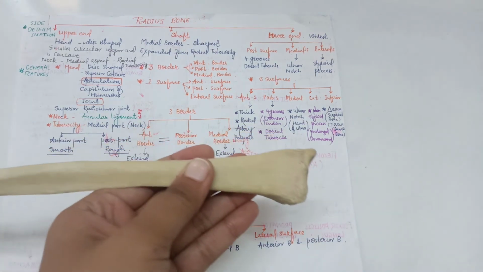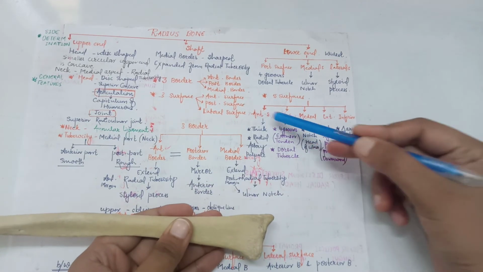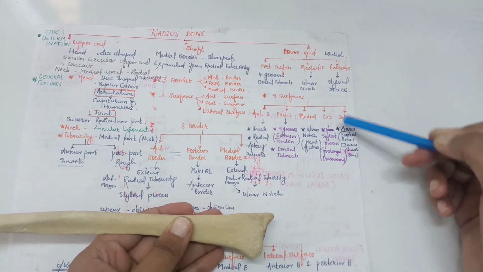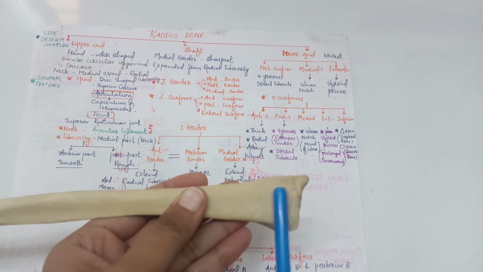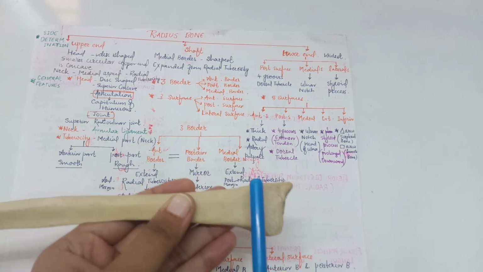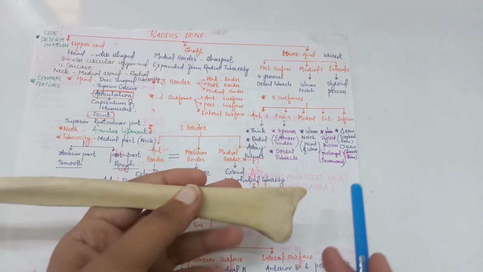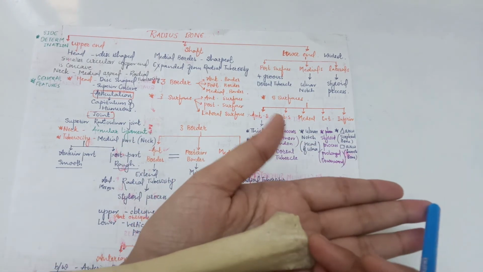Then the lower end is the widest part of the bone and it has five surfaces: anterior surface, posterior surface, medial surface, lateral surface and the inferior surface. This is the anterior surface. It is thick, and the radial artery is palpated here. Then on the posterior surface, it has four grooves.